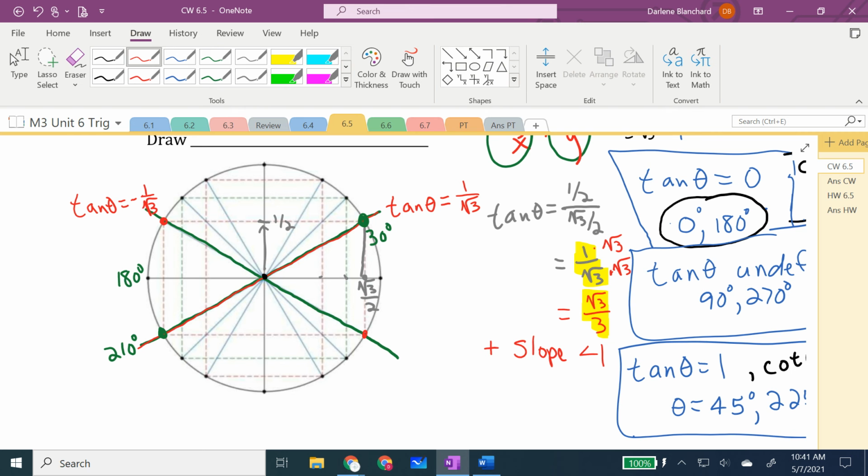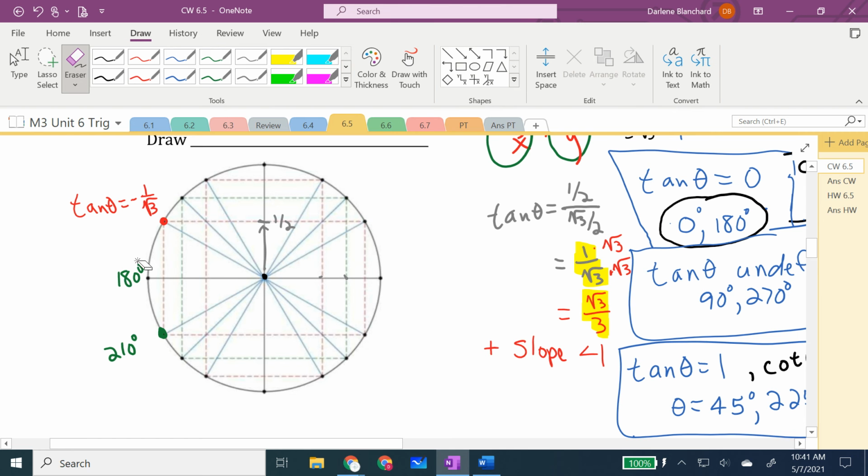I'm going to erase these. And then I'm going to present to you the steeper ones.